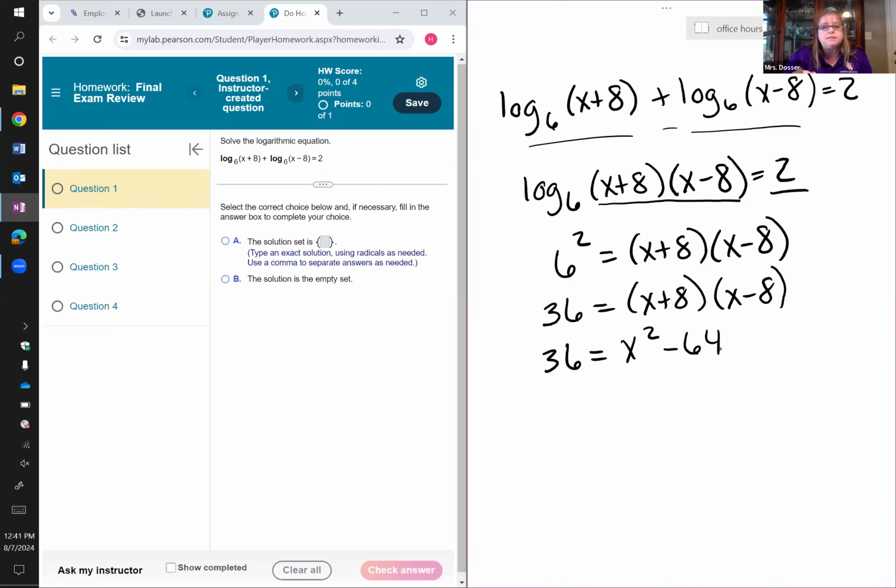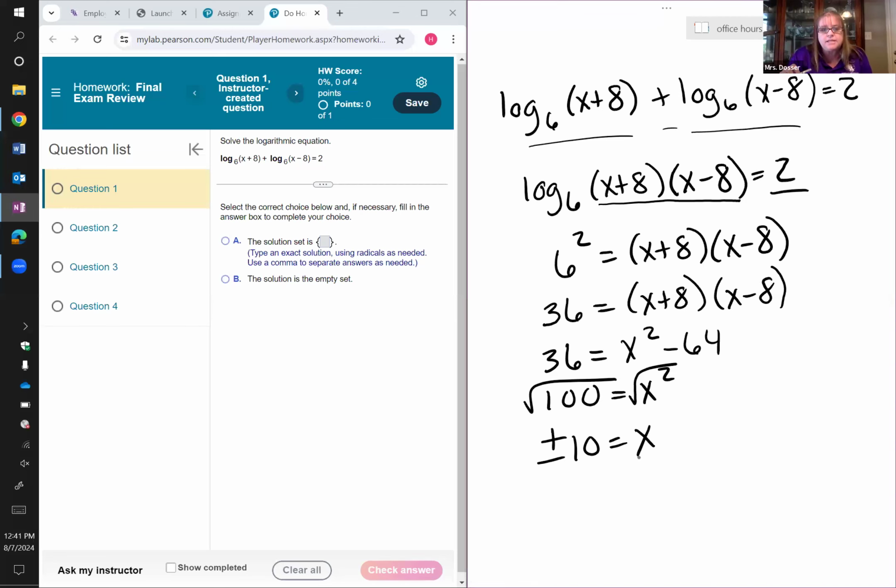So getting the x squared by itself, I'm going to add 64 to both sides to get 100 is equal to x squared. And then take the square root of both sides. Again, remembering when we take a square root, we get a positive and a negative. We get a plus and minus 10 because 10 squared is 100 and negative 10 squared is also 100. So we have two possible answers for x. It could either be positive 10 or negative 10.